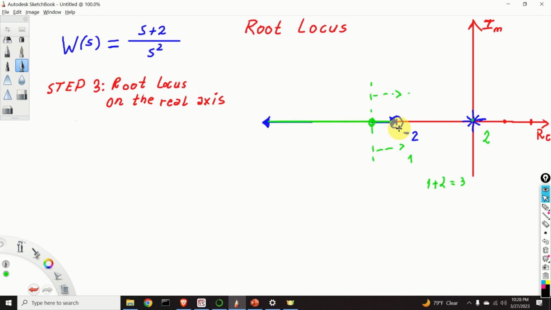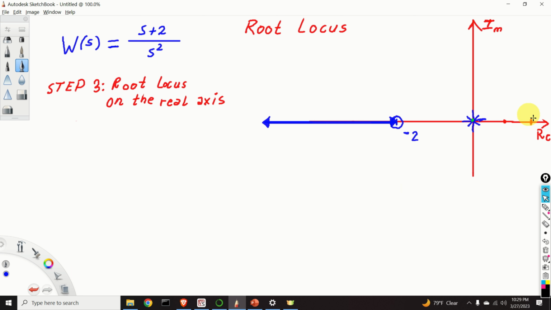Or better to say, there is a root locus or a part of root locus that lies on the real axis, and this is very important. Okay, so let's sketch that part. Here it is. Here's the part of root locus that's on the real axis. Let's stop here for a second and let's analyze our current conclusions.